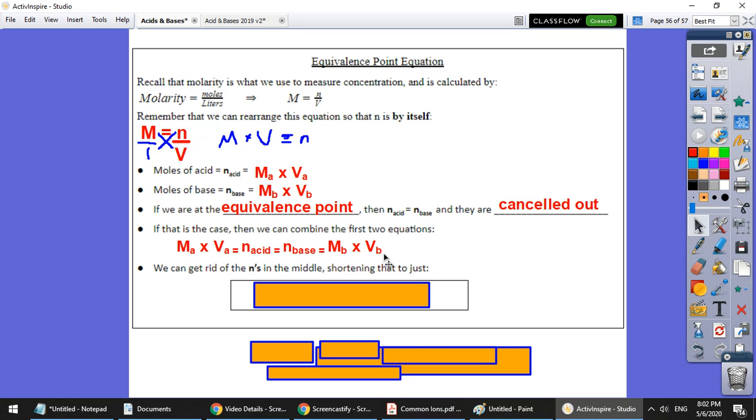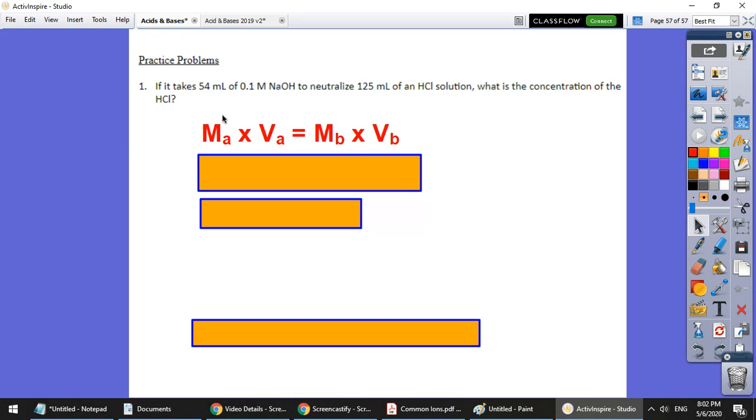So now we can just simplify this equation, get rid of the middle part, and this is the equation we're going to use. At the equivalence point, molarity of acid times volume of acid equals molarity of base times volume of base. So now we can use this equation to answer the problem that we saw on the last page, right? We know 3 of these variables, and we can plug them in and solve for the other variable. So let's do that now.